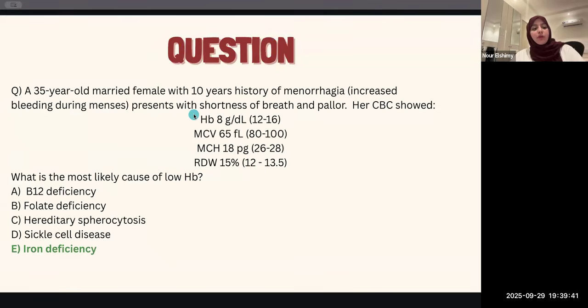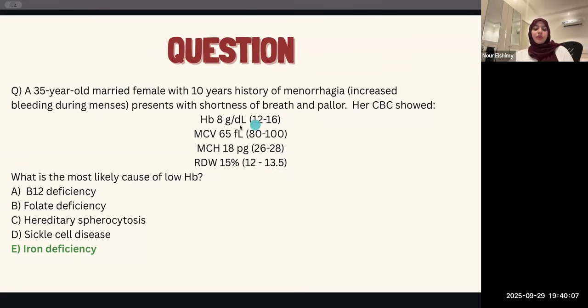Okay. So a 35-year-old married female with a 10-year history of, I don't know how to say this word, presents with shortness of breath and pallor, and her CBC showed hemoglobin of 8, so this is below the normal range. MCV 65, that's also below the normal range. MCH is 18, below the normal range, and RDW 15%, which is a high RDW, okay?